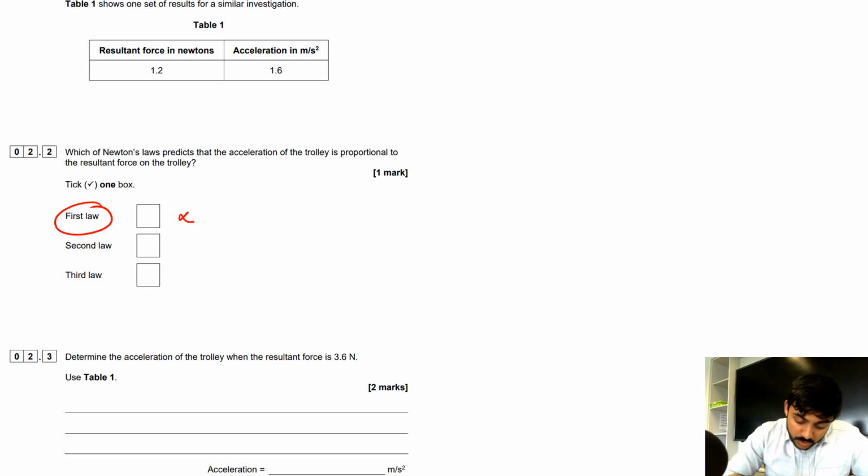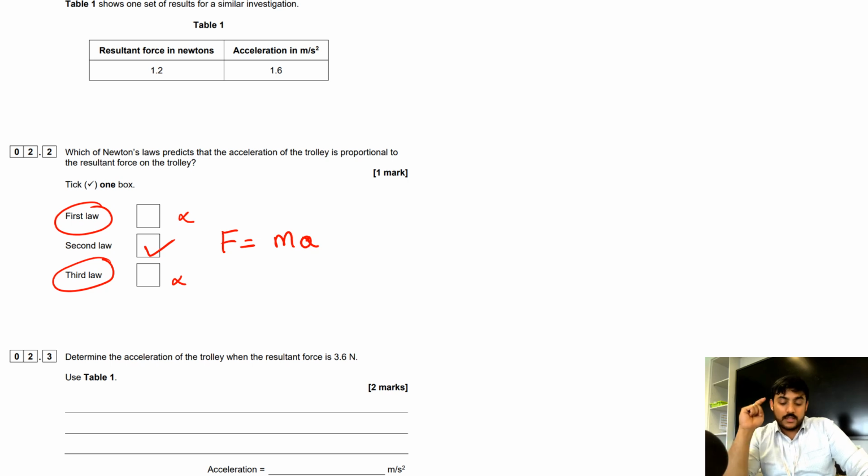Newton's third law says that if I apply a force, I experience an equal and opposite force back. So it's not that. So it's Newton's second law. Newton's second law says force is mass times acceleration. In other words, the acceleration of an object is proportional to the force acting on the object.